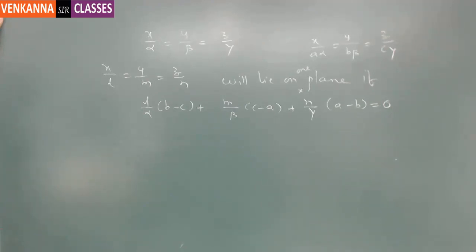Now the question is, if you assume that all three lines are on one plane, in other words they are coplanar, then the condition will be L by alpha into B minus C plus M by beta into C minus A plus N by gamma into A minus B is equal to 0. In other words, by assuming that the three lines are coplanar, you have to show that this condition is satisfied. Clear?